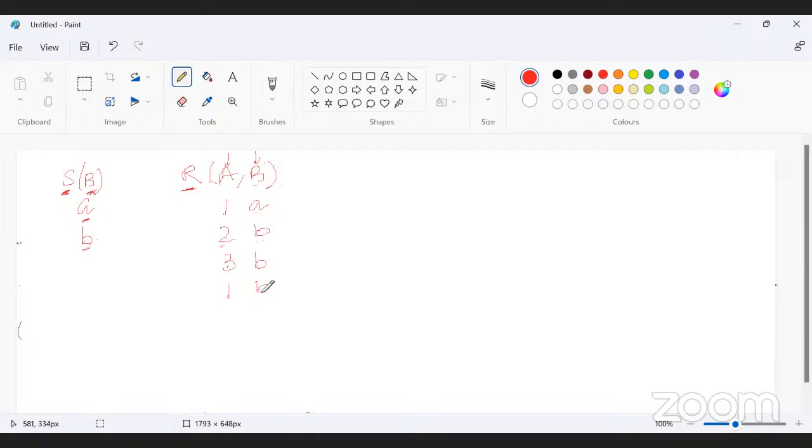So first we need to check that for R division S, S should be a proper subset of R. That means whatever attributes are present in S, they need to be a proper subset of R's columns. Sir, S's columns should be a subset of R's attributes, or B should be a subset of AB.